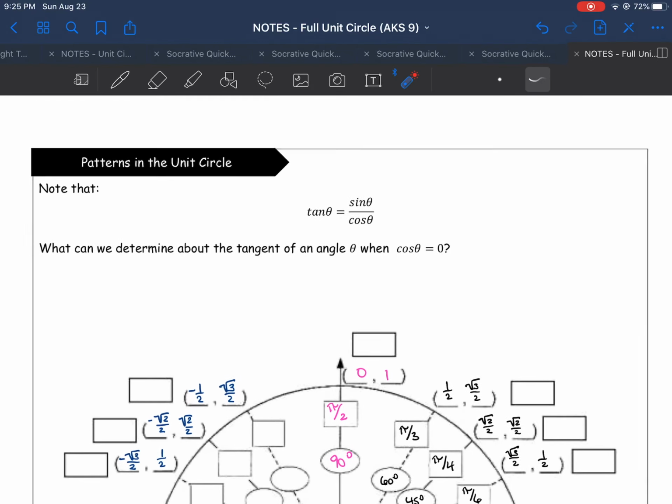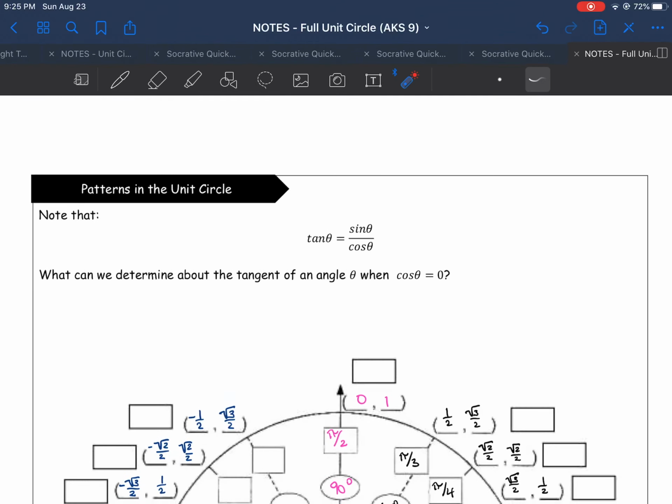Before we look at more patterns in the unit circle, let's talk about the tangent of theta. So we already know that the tangent of theta is the sine of theta divided by the cosine of theta. But understanding that, what can we determine about the tangent of an angle theta when the cosine of that angle is equal to 0? Well, let's think about that.